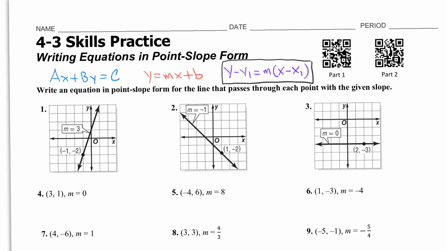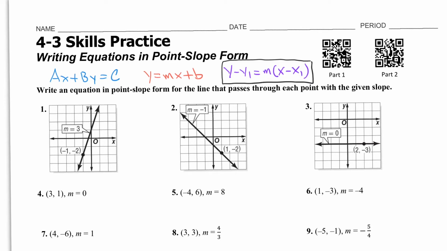In the point-slope form, this y and this x are going to be variables, just like the y and the x in the other forms. You're not going to put any numbers in those. You're just going to leave them alone. The numbers, or the values, you need to substitute are the y1, the m, and the x1.